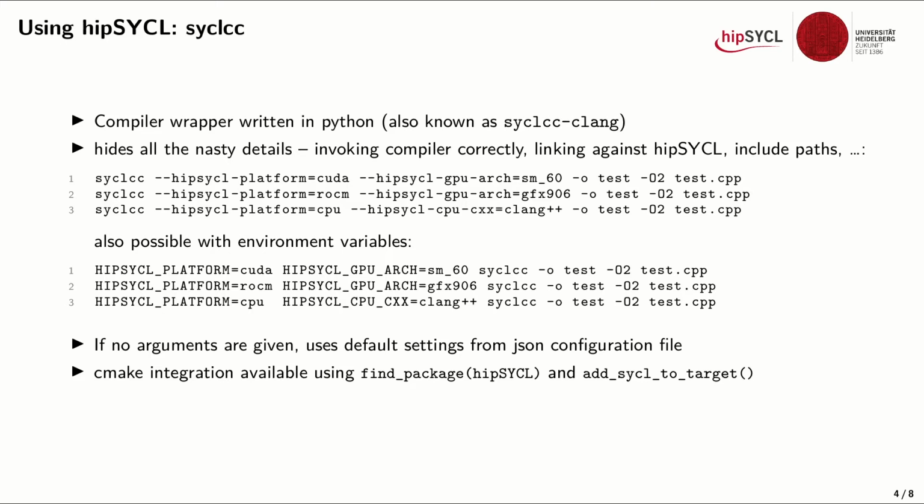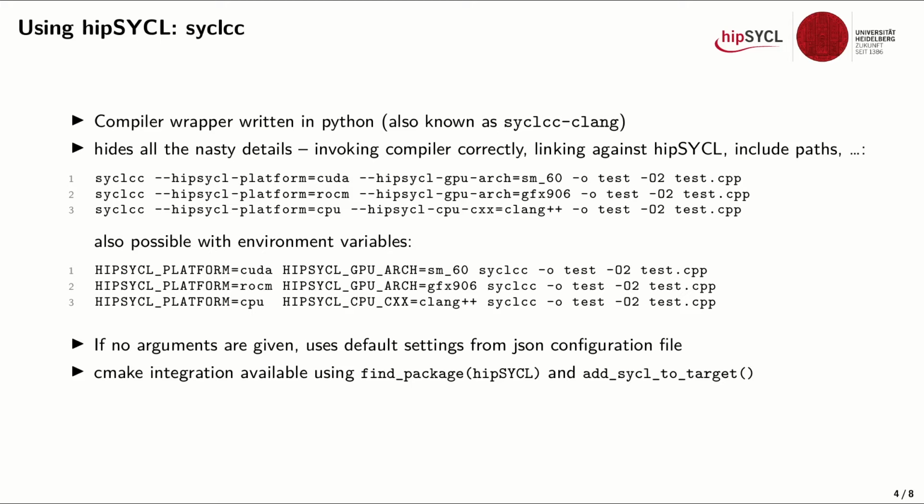syclcc behaves exactly like a regular C++ compiler, so you can use your regular C++ optimization flags and any other flags that you can use, for example, for Clang, you can use with syclcc. In addition, syclcc provides a couple of hipSYCL specific command line arguments, such as --hipsycl-platform, which can be used to set your target platform to CUDA, ROCm, or CPU, depending on what you're targeting. If you're targeting GPU, you can also use --hipsycl-gpu-arch to set your target GPU architecture. And if you're compiling for CPU, you can use --hipsycl-cpu-cxx to set your CPU host compiler.